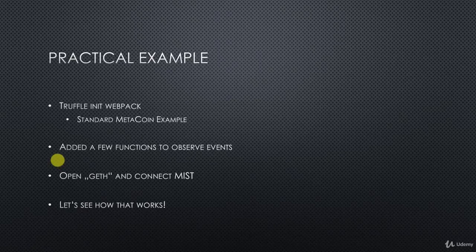Now we're going to have a look at a practical example. I will just take the standard Webpack example because it's for me the fastest to deploy. It comes with the standard MetaCoin, and I would just add a few functions to observe events and show you the difference between get and watch and a single event and all events. I will do this in Geth because I personally found that if I try to run these examples with the TestRPC, the TestRPC most likely forgets, in quotes, my old events. So it's very bad to use the TestRPC for showing how events work. But with Geth and with a private node, I would just take it and connect Mist to it. And in the next lecture anyway, we will see how that works.